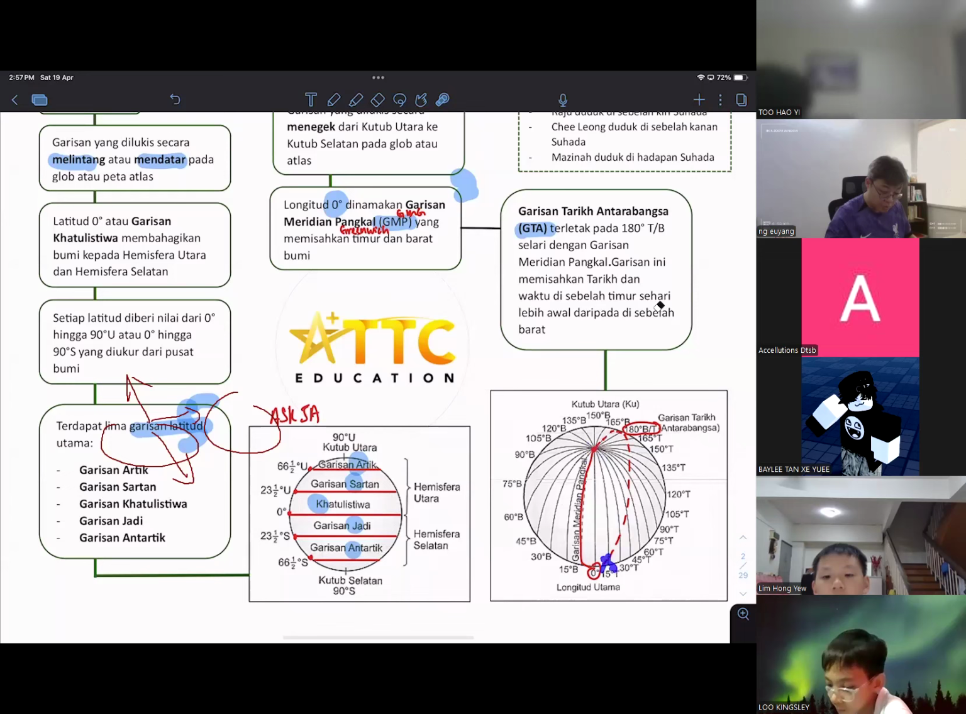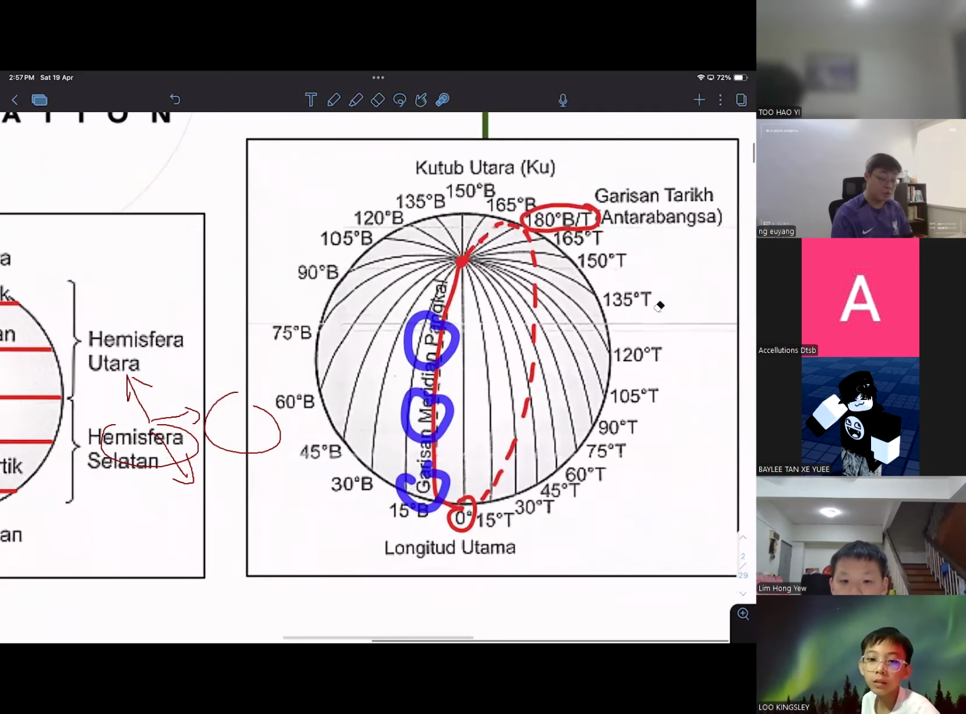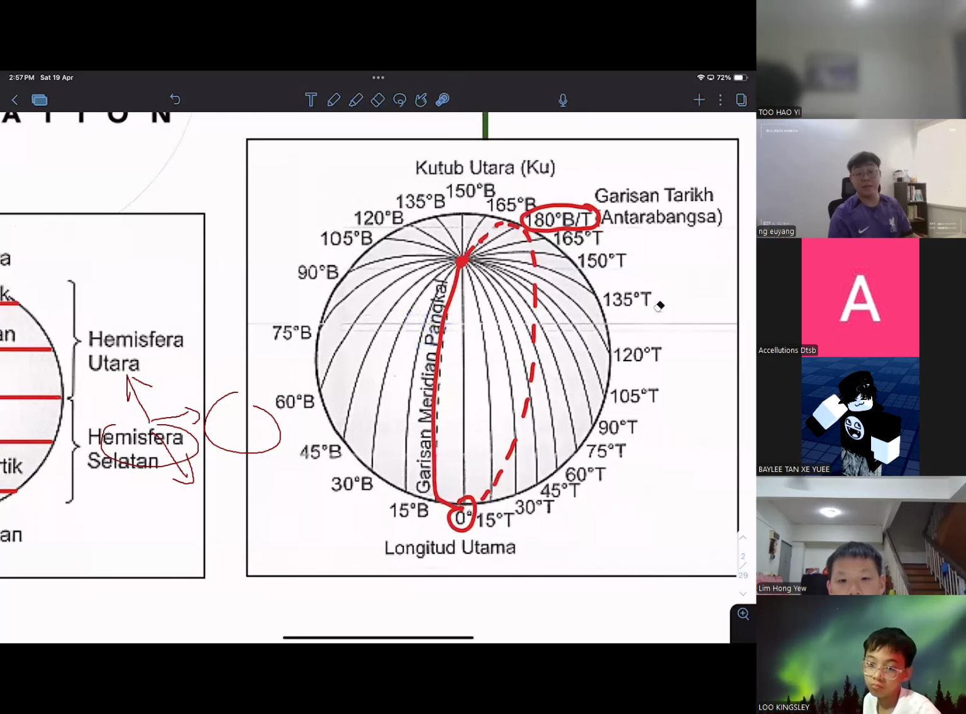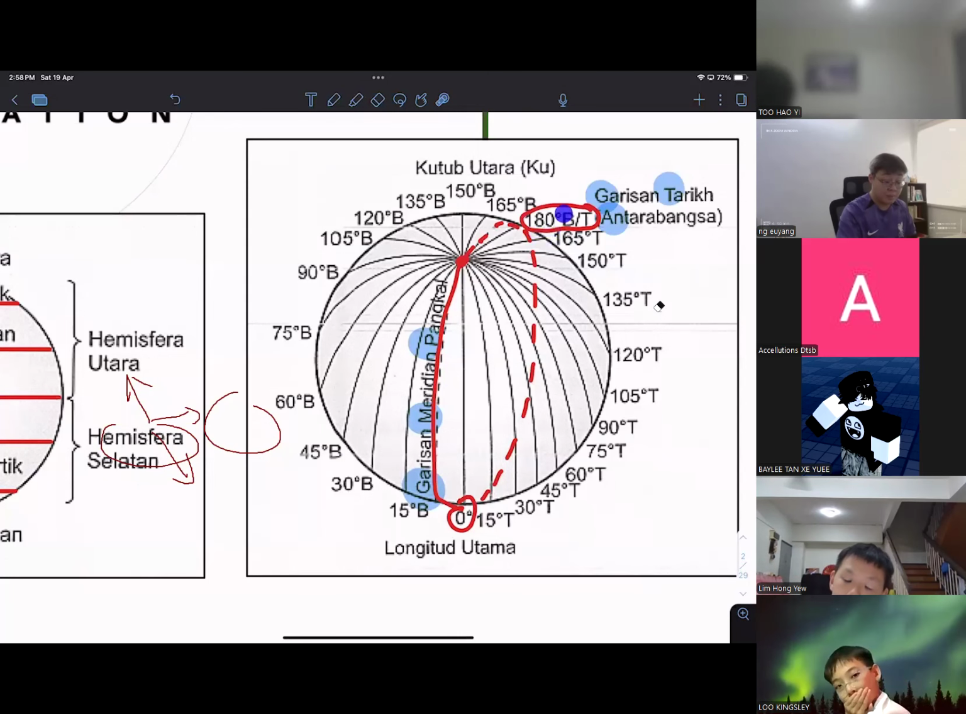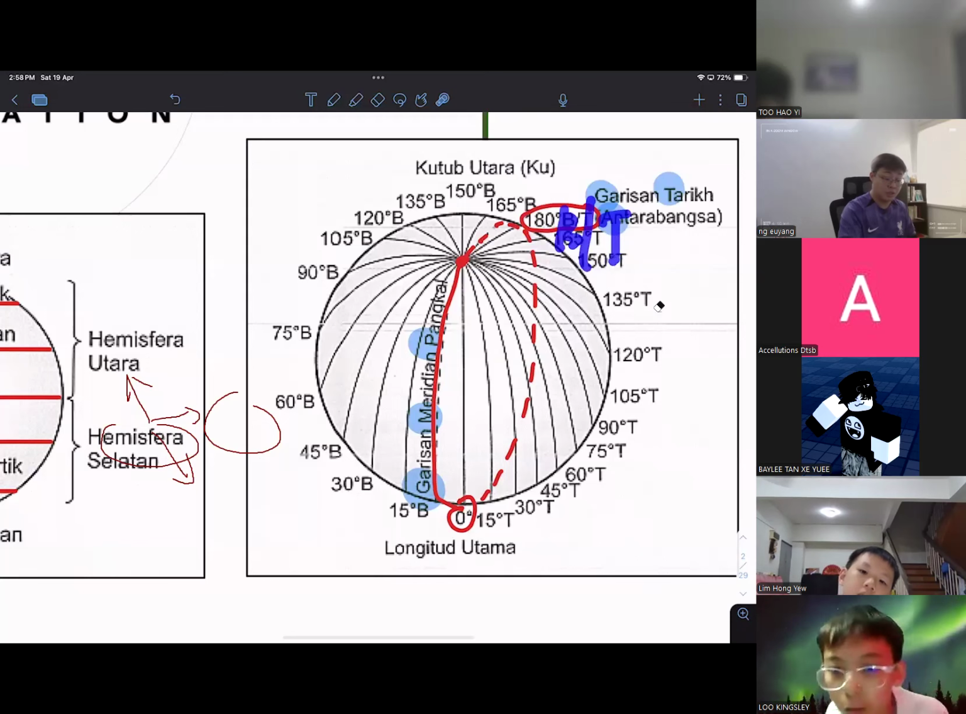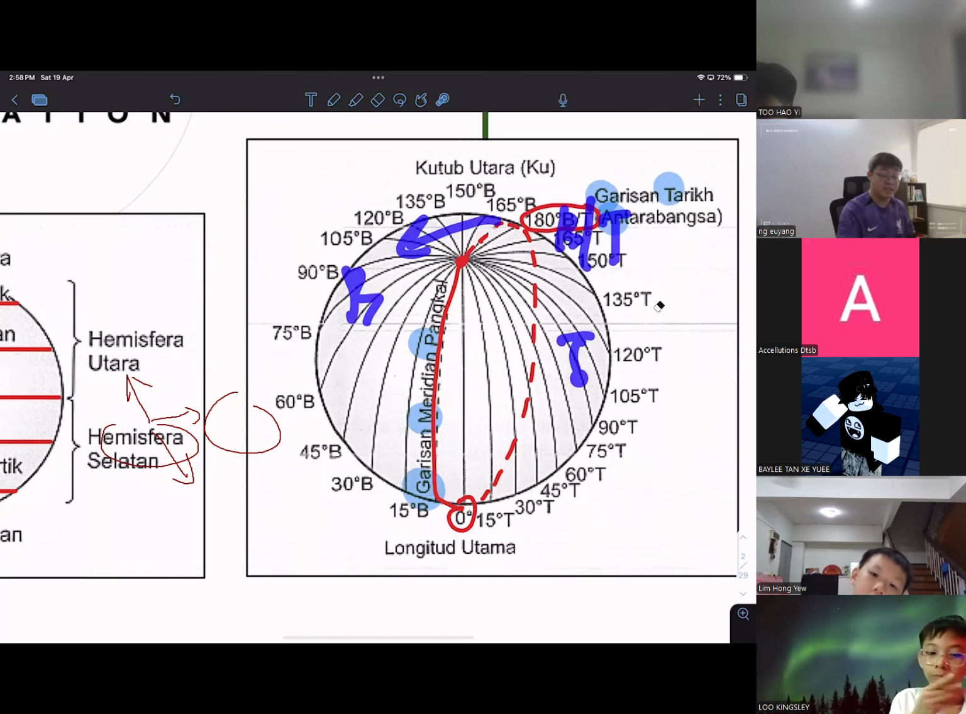So let's say this is South Pole. So North Pole to the South Pole. So 0 degree is your GMP, Garisan Meridian Primer, also known as GMG, Garisan Meridian Greenwich. Okay, so opposite of 0 degree will be 180 degree, known as GTA. So we have the GMP, we have the GTA. So GTA for the 180 degree, we have to mention B stroke T, which is left hand side is barat, right hand side is timur.